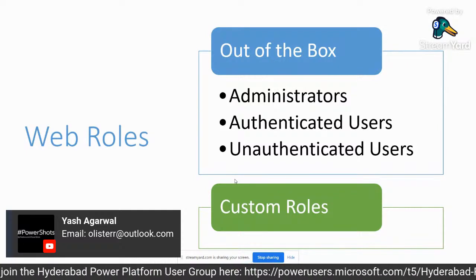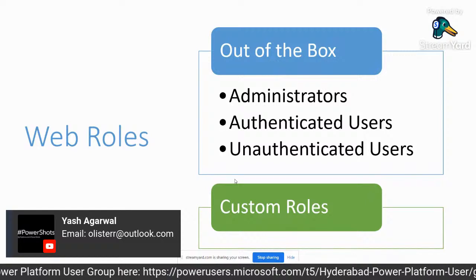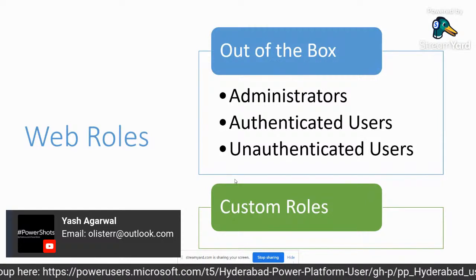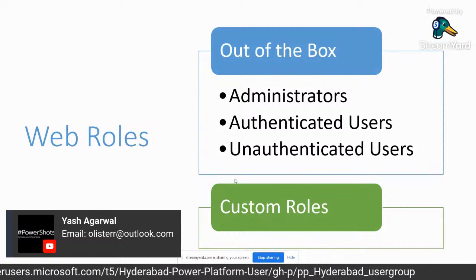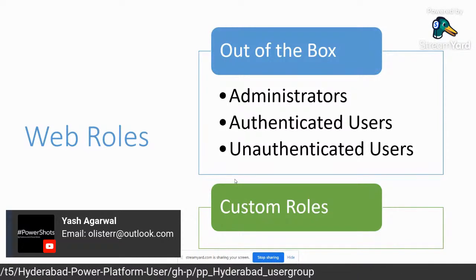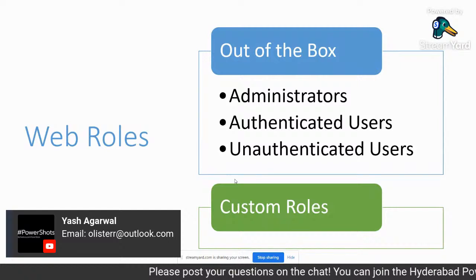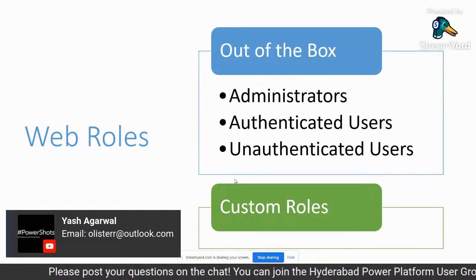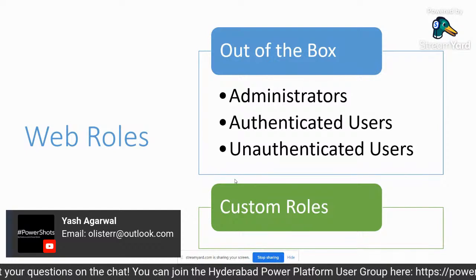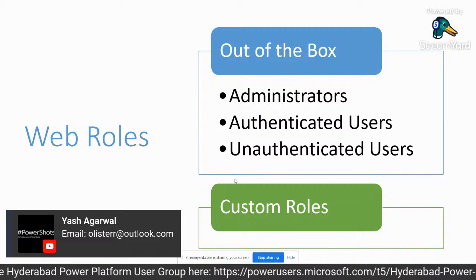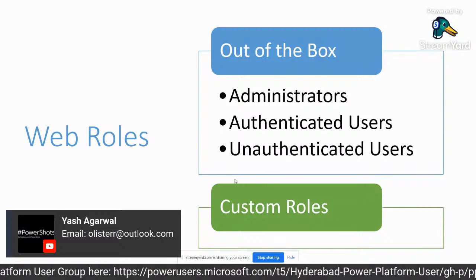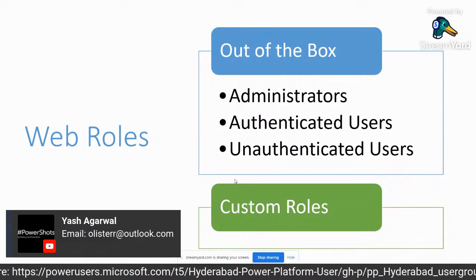So there are three roles which exist out of the box, and administrators have access to do almost everything. They can clear out the cache, and they have access to update or clear out the cache of your portal. Because if you see a Power Apps portal, it refreshes its content after every 15 to 20 minutes. It doesn't show the updated data within seconds. It could take some time. So in order to refresh the data at any time, as an administrator, you can do that.